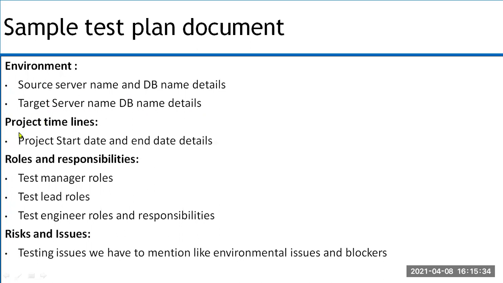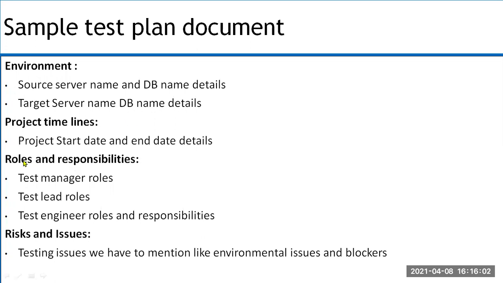Next one is project timelines. Project timelines means, as I said before, the project start date and end date details. Those details we mention here. We will update the project start date, the project end date, and the QA sign off date. All of those we call project timelines.